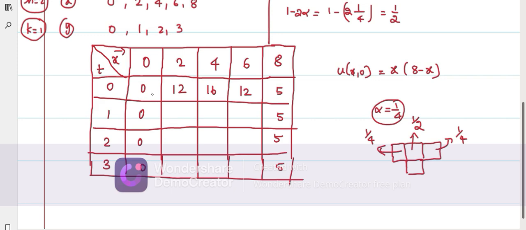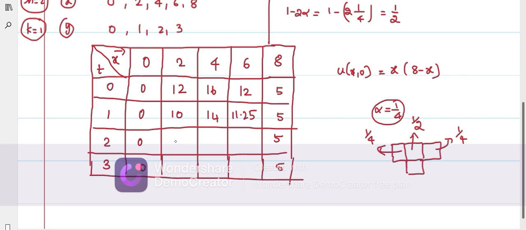Here we have 0, so 1 by 4 into 0 is 0, plus 1 by 2 into 12 is 6, plus 1 by 4 into 16 is 4. It is 10. Next, for this block, 1 by 4 into 12 is 3, plus 1 by 2 into 16 is 8, plus 1 by 4 into 12 is 3. So it is 14. Then 1 by 4 into 16 plus 1 by 2 into 12, 6, plus 1 by 4 into 5, which is 5 by 4, nothing but 11.25.